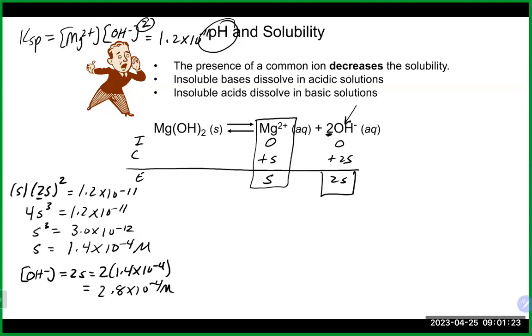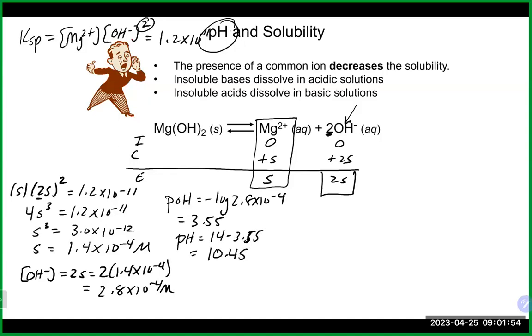Because I have the hydroxide concentration, I could actually calculate the pOH in this case, right? And the pOH would be minus the log of 2.8 times 10 to the minus 4. And if I do that, we will end up with a pOH of 3.55. And that means that my pH here would be 14 minus 3.55. That will give me like a 10.45 in terms of my pH in this case.